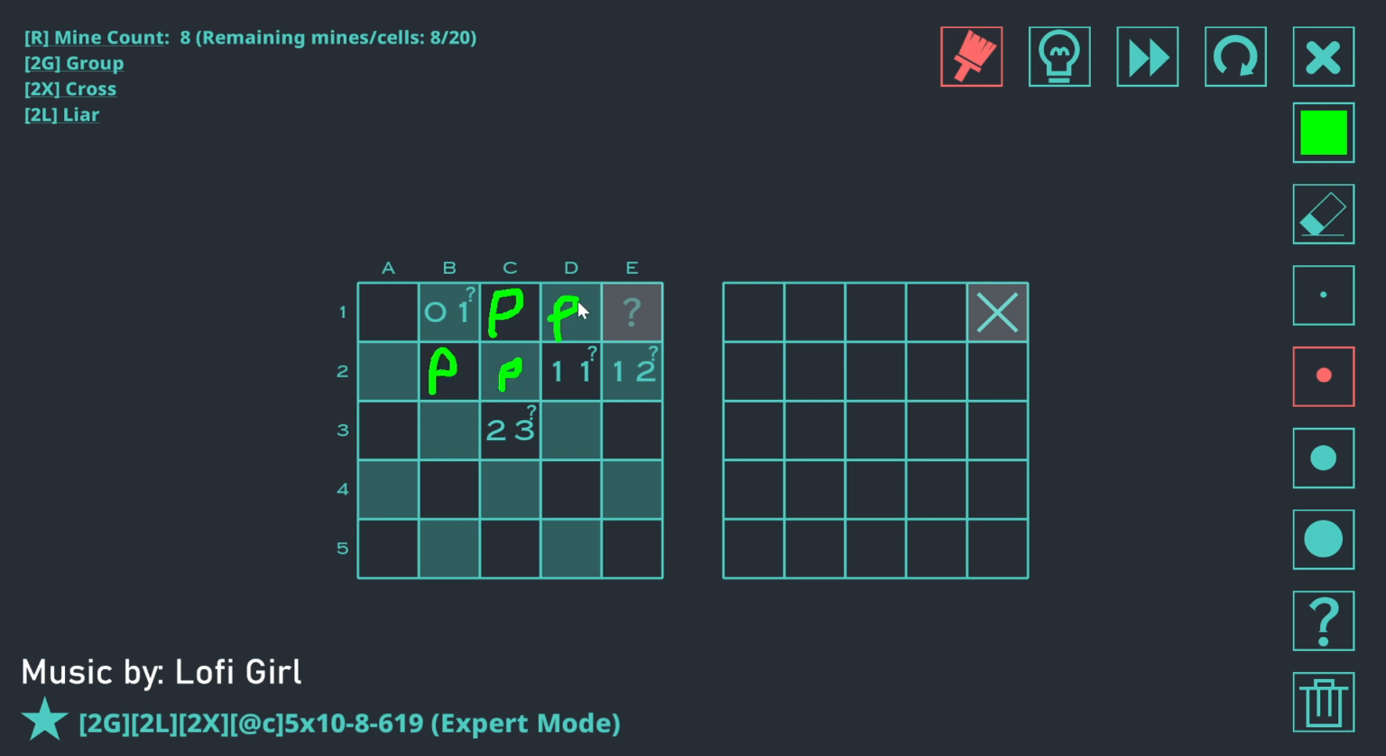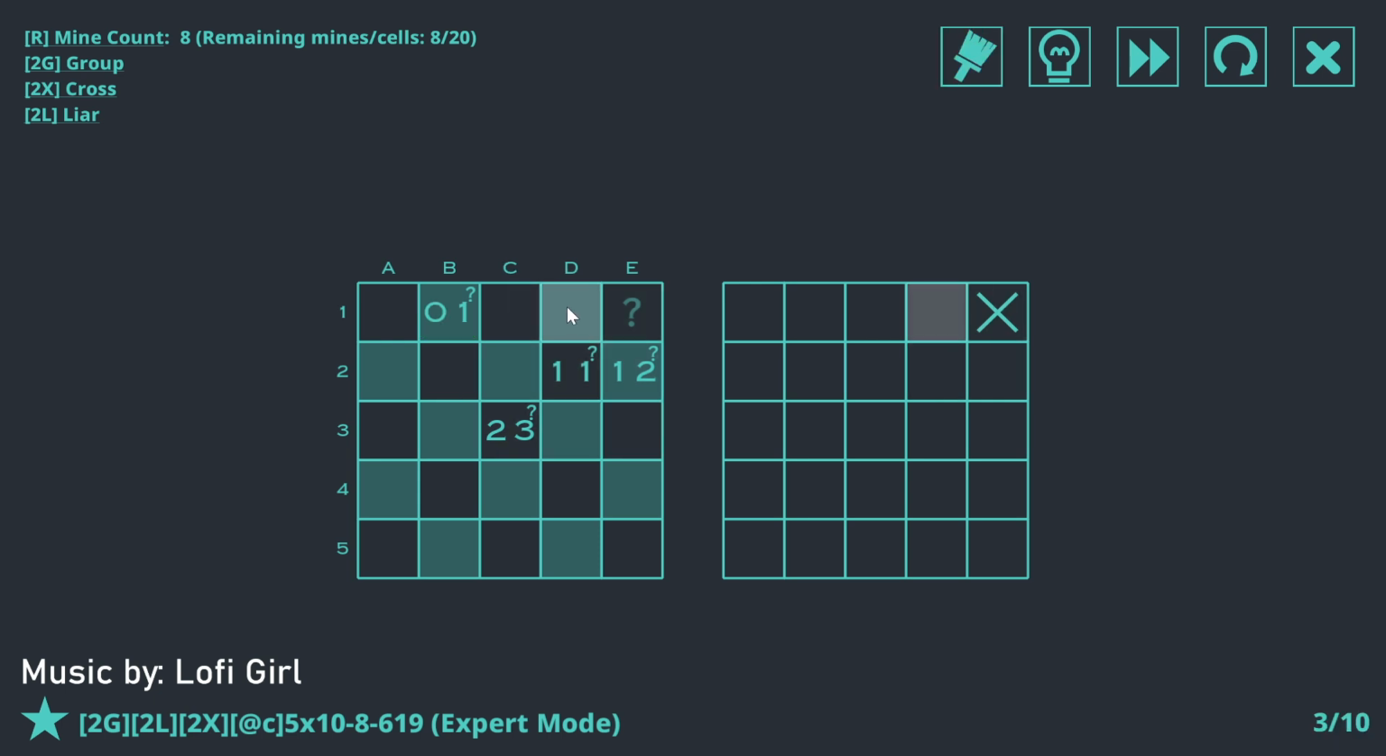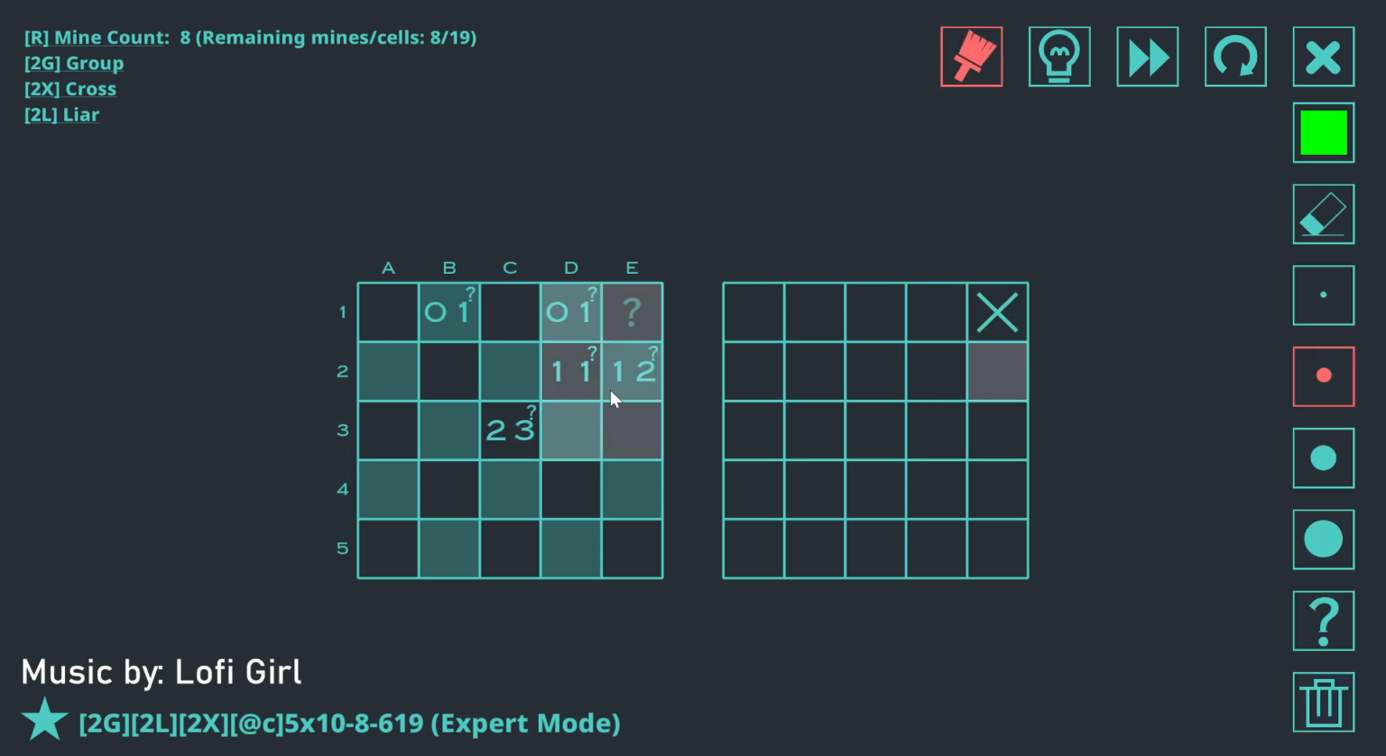That's fair. What about this? Well, doing this forces it to grow out this way, which would break this 0, 1, which is now a 2, 1. This 0 is increased by a value of 2, which is impossible, so this can't be a mine either. This 1, 2 is clearly lying because you can't have 1 and 2 beside it.